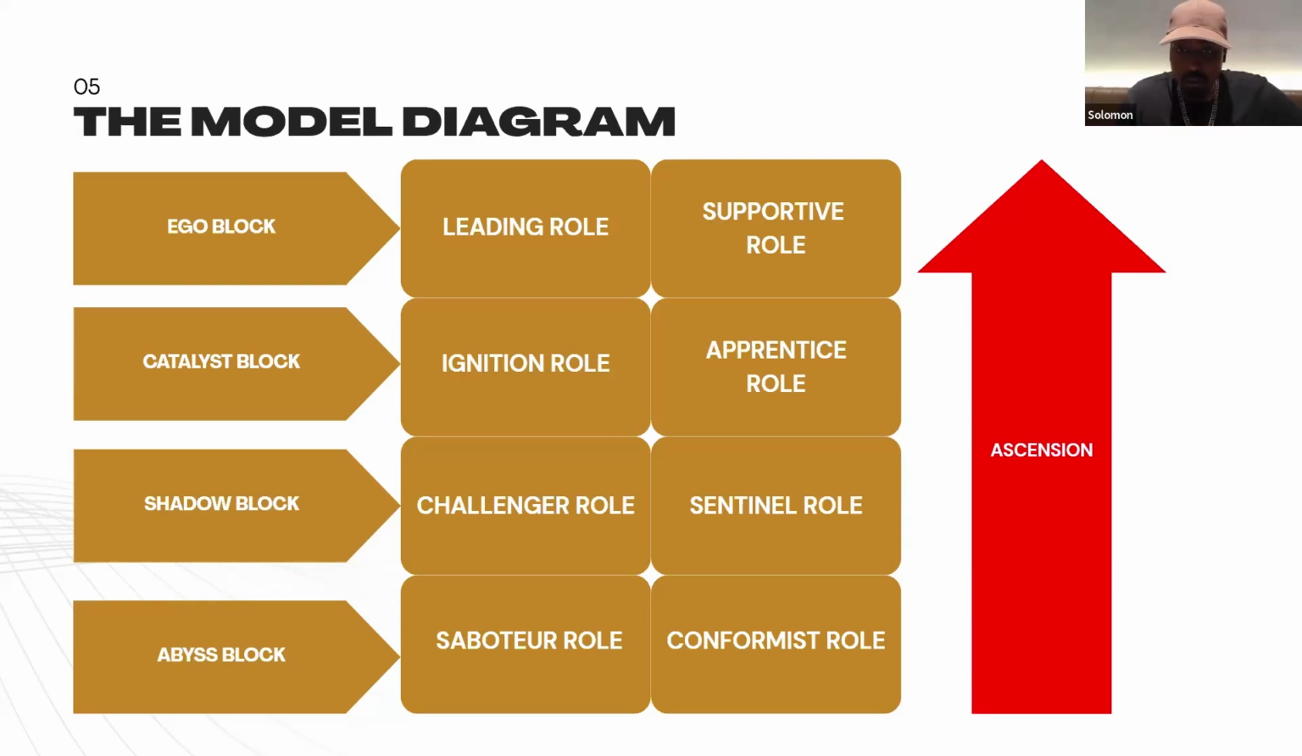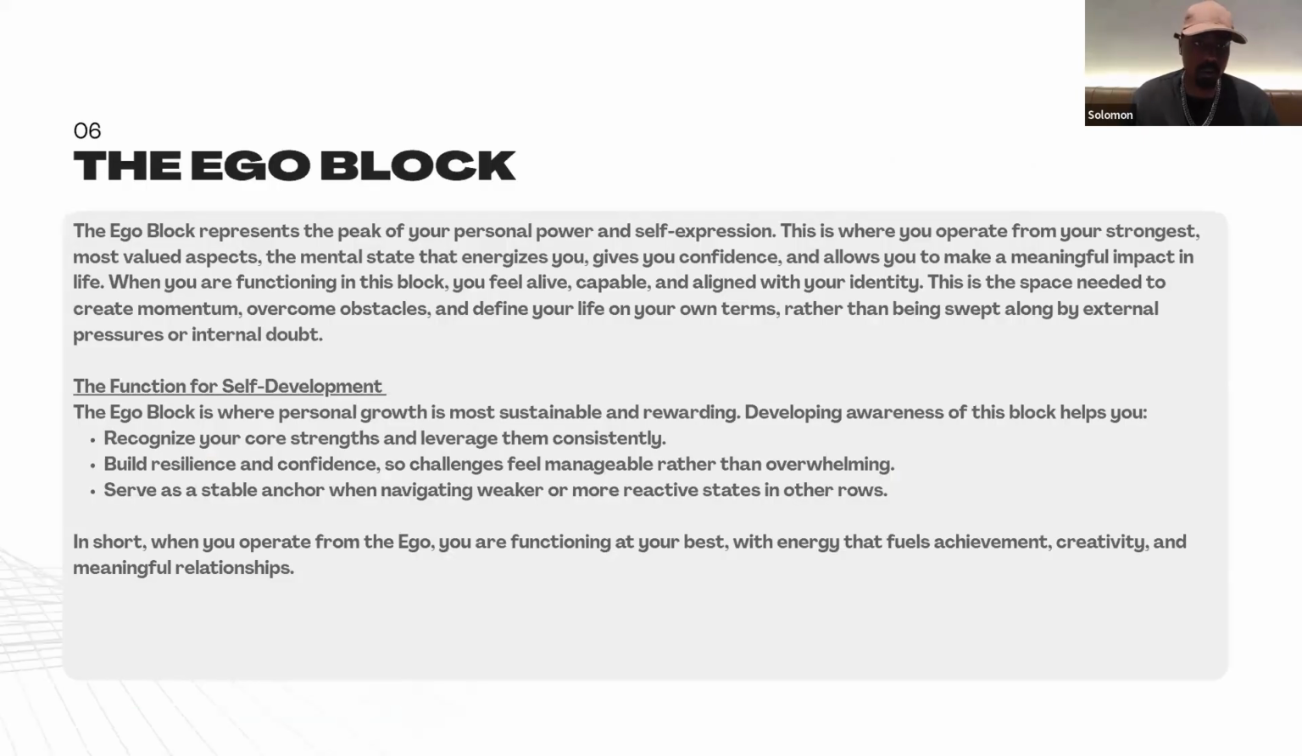So now let's move on to the next. Now we're gonna go to each one as specific. We're gonna zoom in a little bit. So let's start off with the ego block, right? That's the leading and the supportive role. So what is the ego block? What happens when we pair them together?